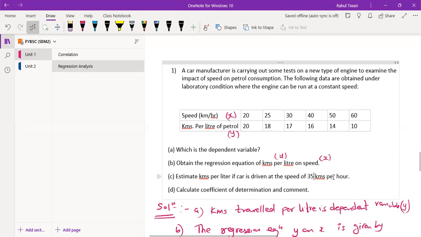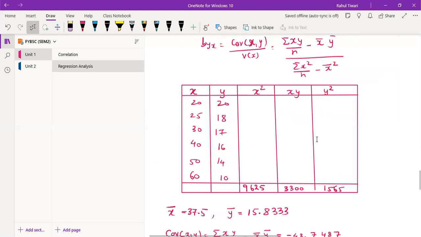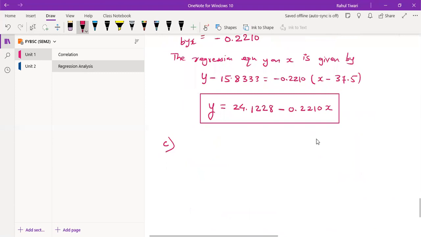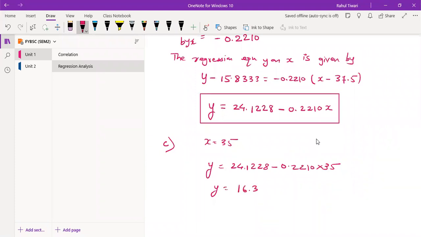Okay? So if it is asked for 35, that means your x is given as 35. So can you predict y, which is 24.1228 minus 0.2210 into 35? Can you tell me what my answer could be? Yes, anyone? 16.3878. Correct.